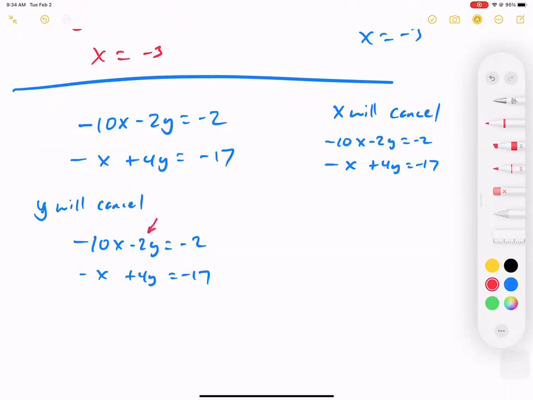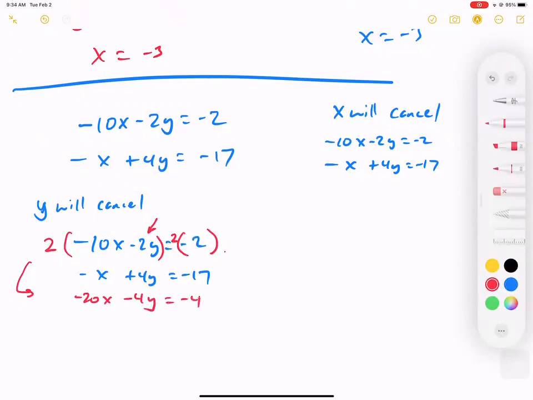If I want the y's to cancel, can I make 2 look like 4? I can if I multiply it by 2. Now here is the trick, and make sure you are paying attention to this. If I multiply the 2 by 2, I need to actually multiply everybody by 2. And that means I'm going to multiply both sides by 2. See, I multiplied both sides by 2. So my new equation is going to be negative 20x minus 4y equals negative 4.